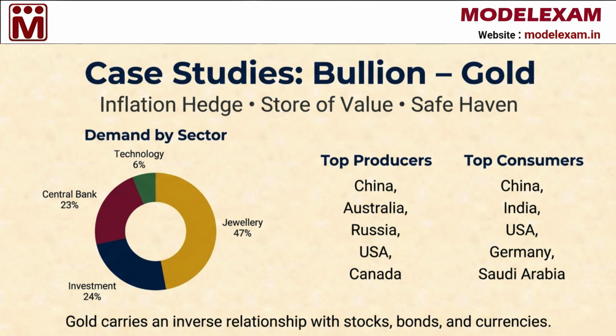Gold is unique because it acts as an inflation hedge, a store of value, and a safe haven asset. If we look at the demand by sector, jewelry makes up the largest chunk at 47%, investments account for 24%, and central banks hold 23%. Technology uses only 6%. Geographically, the top producers are countries like China, Australia, and Russia. The top consumers are China and India. It is important to remember that gold typically carries an inverse relationship with stocks, bonds, and currencies.